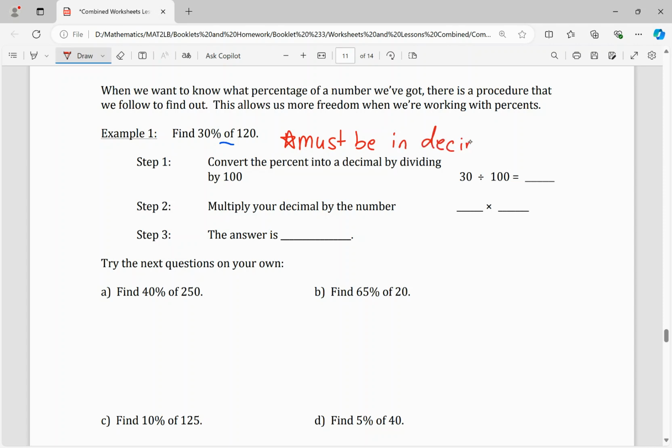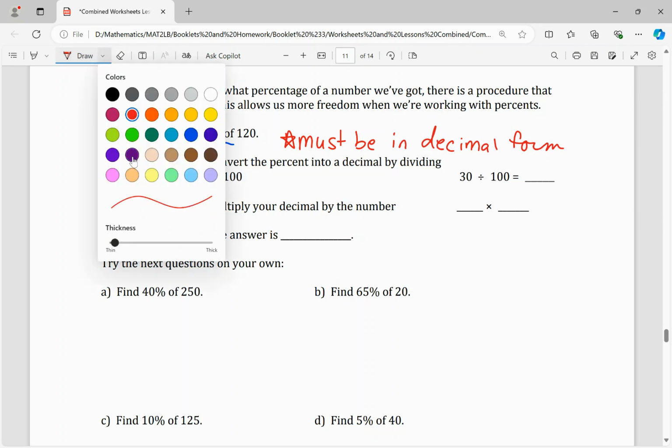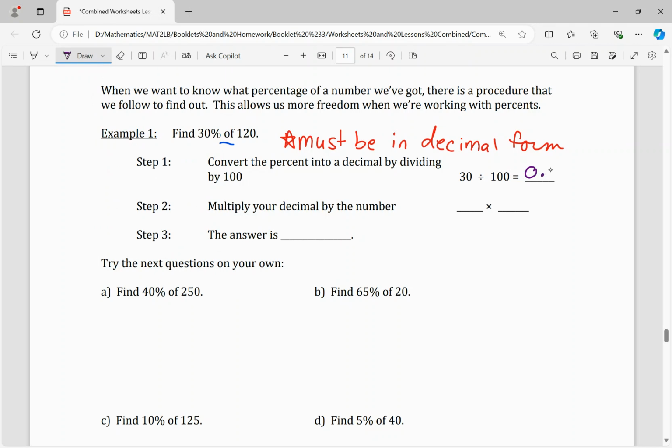In order to turn a number into decimal form, we need to divide it by 100. So 30 divided by 100 gives me 0.30. After you have a decimal form of the percentage, you multiply it by 120 in this case. So 30% of 120 is kind of like 0.3 times 120. Remember, of is a key word that means multiply.